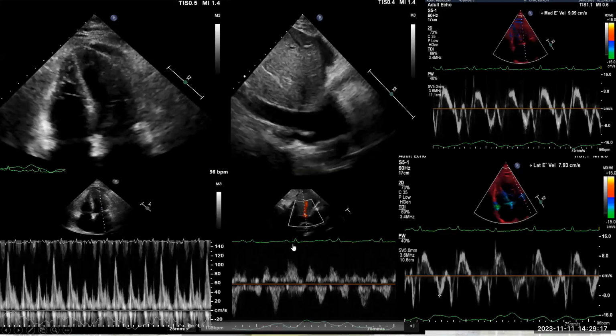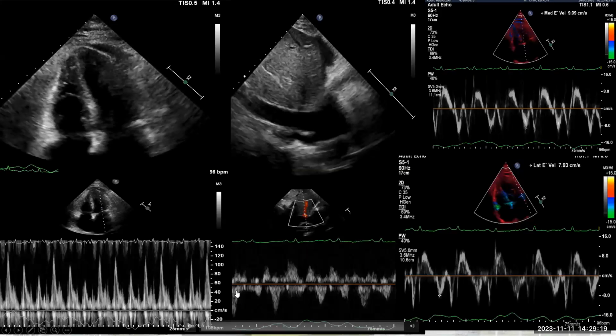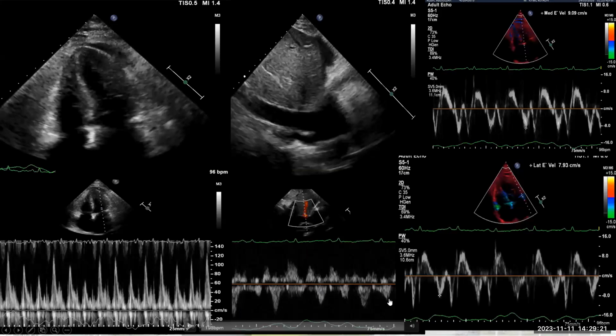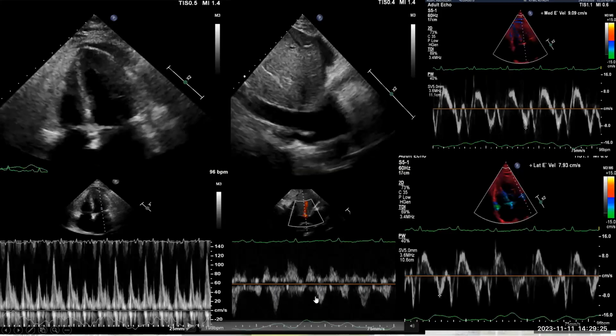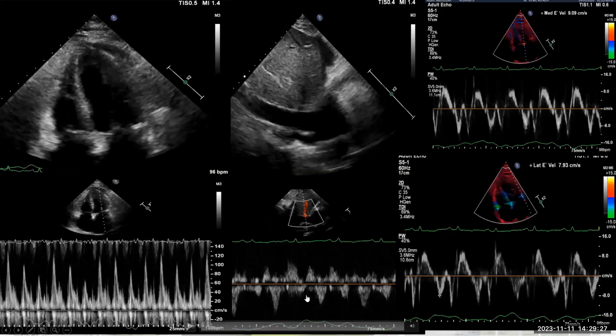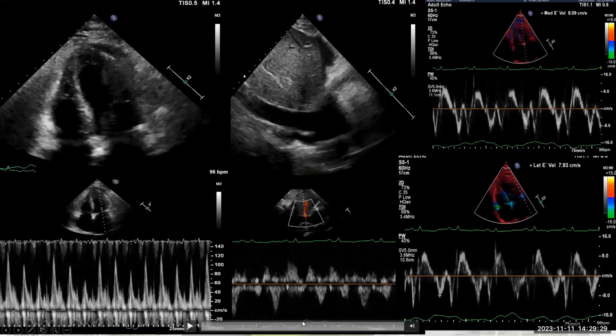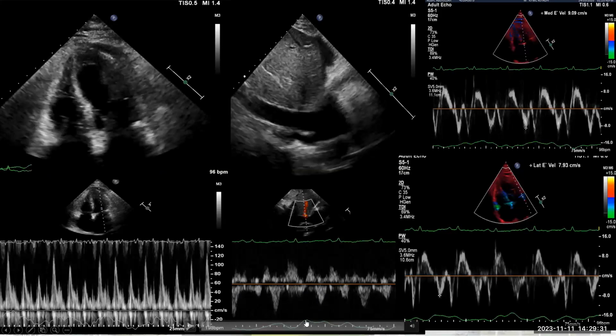Here in the hepatic vein, what do you observe? You observe that there is also variation during respiration in the normal flow across the hepatic vein. So you see this curve, when you go up, that means this is inspiration.